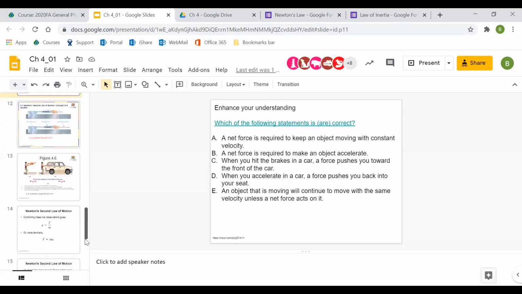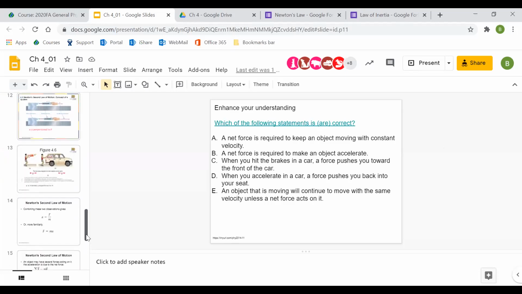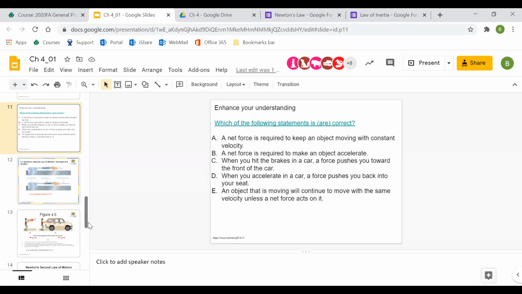All right. So I think we are going to stop over here for today. And then we'll check on the second law next time, okay?